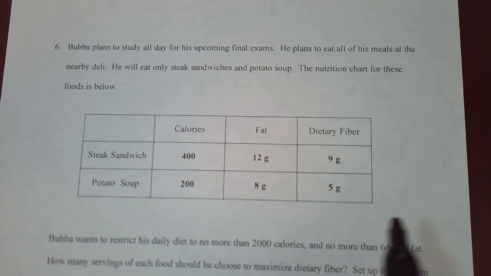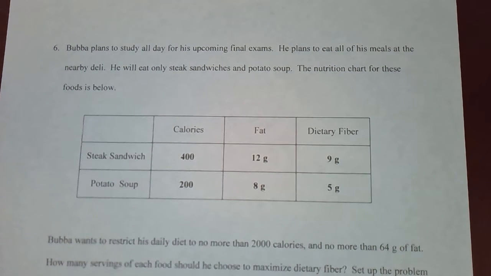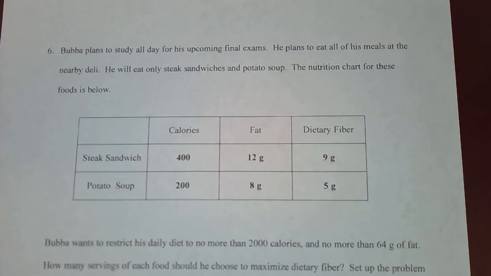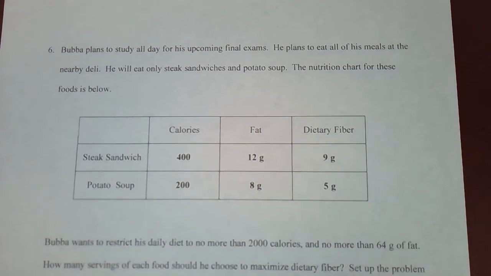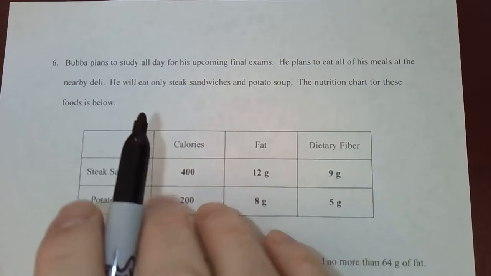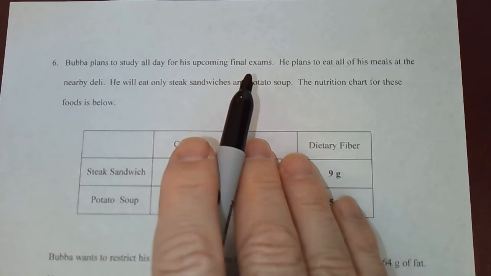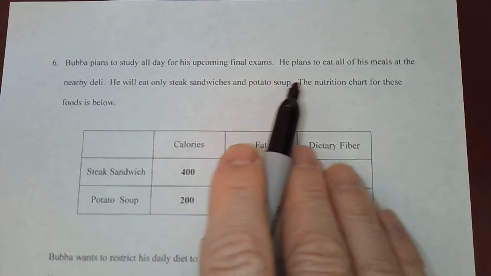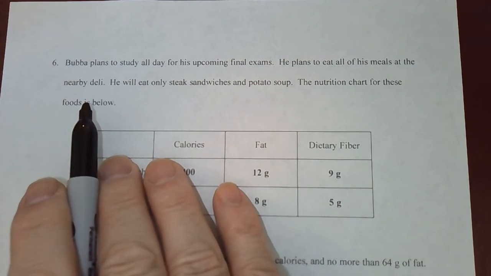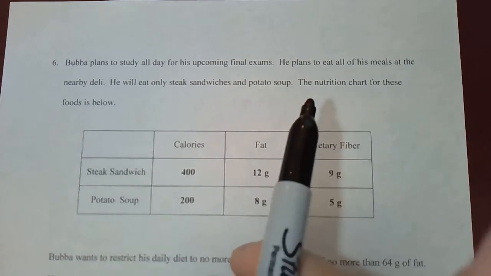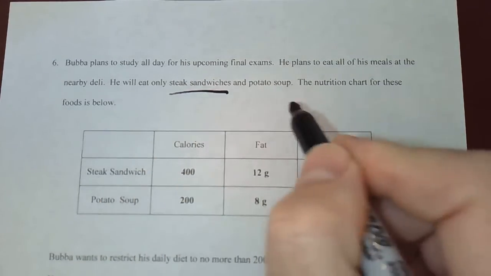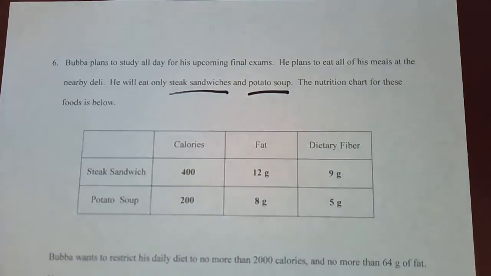In our final example in this section, we're not even going to solve it. It's a word problem that all we want to do is set it up. So let's read what it says. Bubba plans to study all day for his upcoming final exams. He plans to eat all of his meals at a nearby deli. He will eat only two things: steak sandwiches and potato soup.